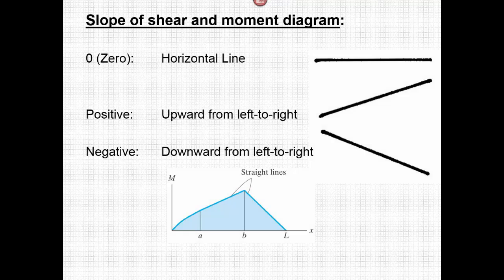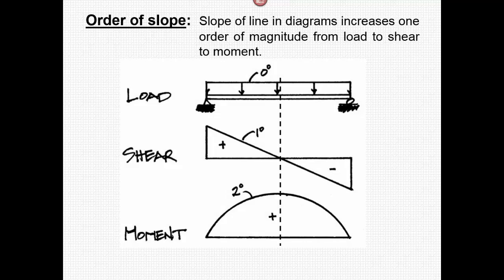Next, we will look at the slopes of the shear and moment diagrams. We can tell the slope sign depending on which way it is oriented. Starting with a 0 slope, we can tell by the line being horizontal. The slope is positive if it's upward from the left to the right, like the picture shown, and the slope is negative if it is downward from left to right. One thing that's important to note about the slope of a line in each diagram is its order of magnitude, which we can notate in degrees. In the image, we see that each order increases as it goes down per diagram, from load to shear to moment.